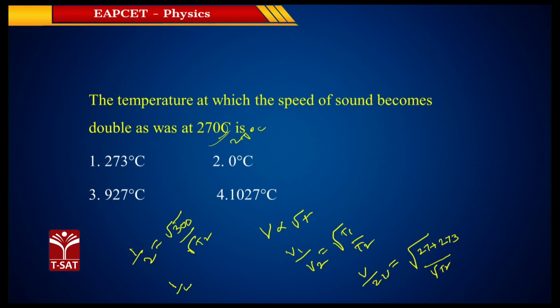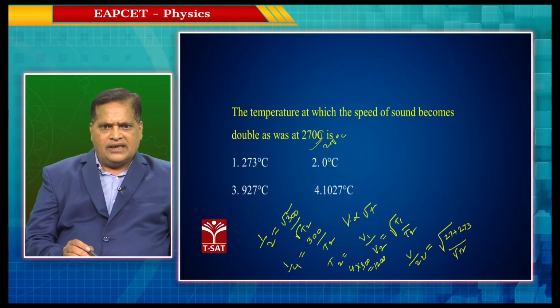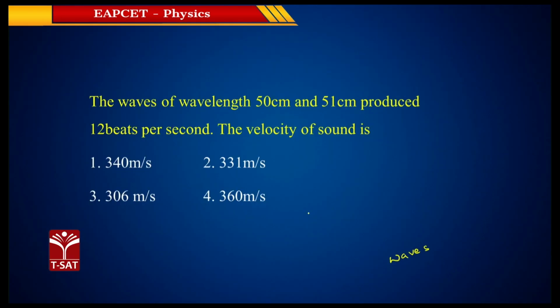Okay, children, you square it. 1 by 4 is equal to 300 by T2. Therefore, T2 is equal to 4 into 300, that is 1200. Okay, answer is 1200.